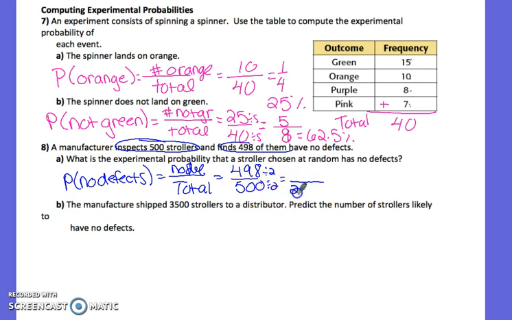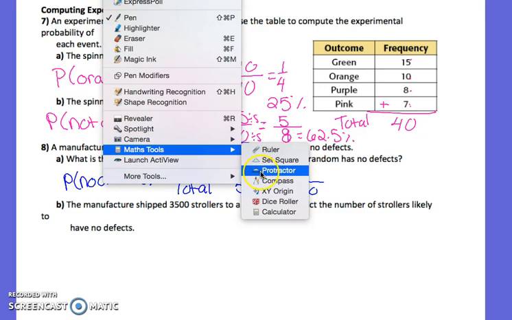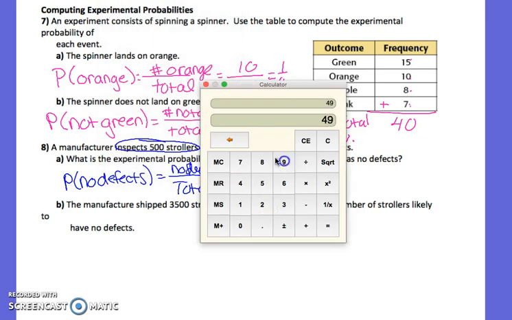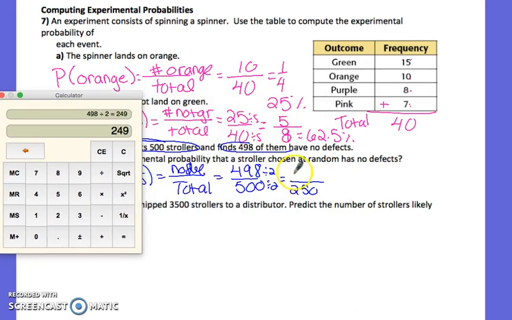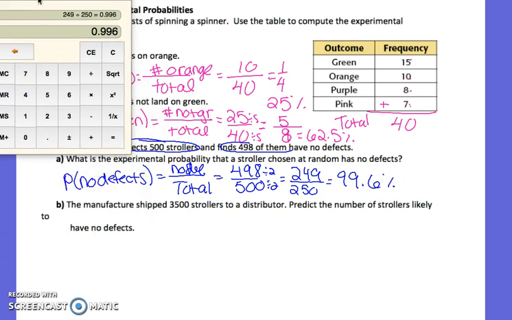500 divided by 2 is 250. 498 divided by 2 is going to give us 249. And then let's find that as a percent. 249 divided by 250 equals 99.6% chance. So you could say there's a 99.6% chance that it's not going to be defective. How about the second part?